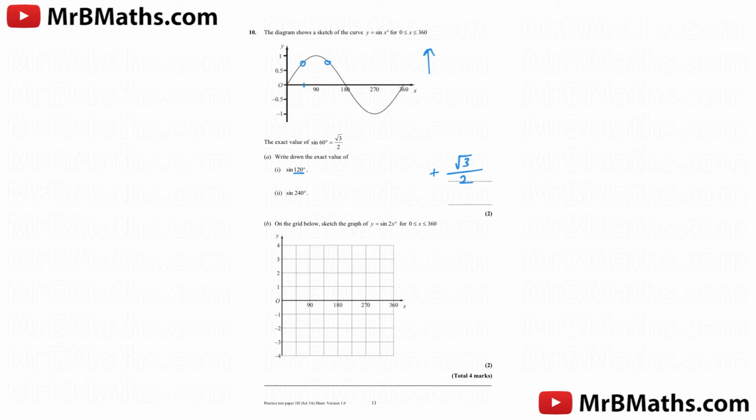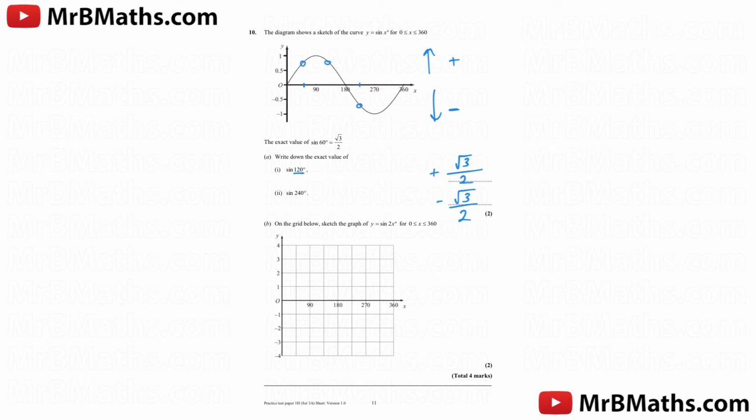What is the value of sine 240? If we look on the graph, 240 would be around here. So the value of sine 240 falls in the same spot and is linked with sine 120 and sine 60. Therefore we'd get minus root 3 over 2, and that's because it's in the lower region of the graph.